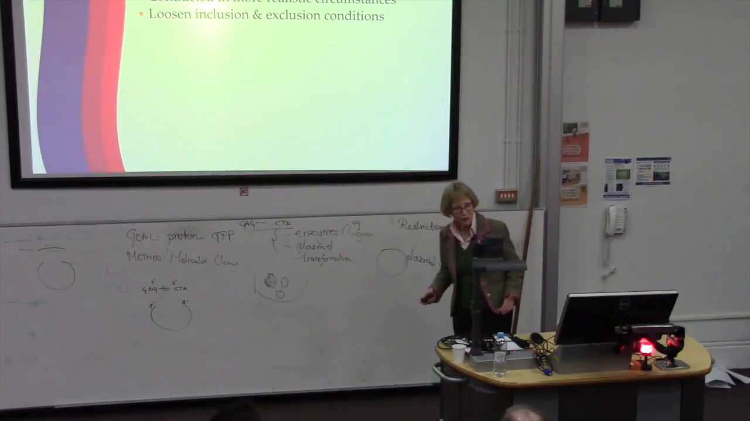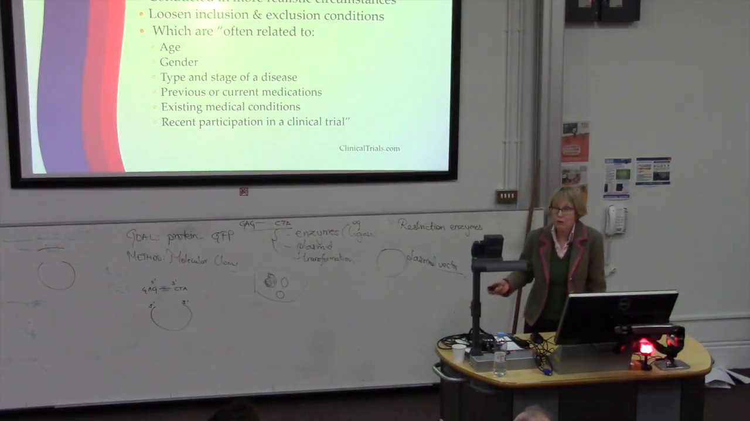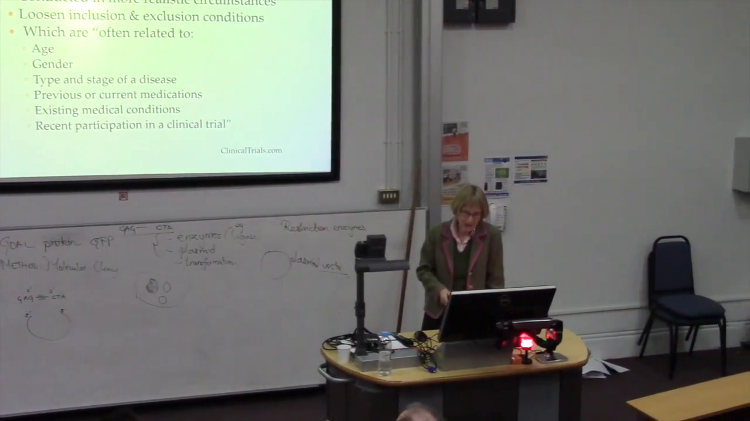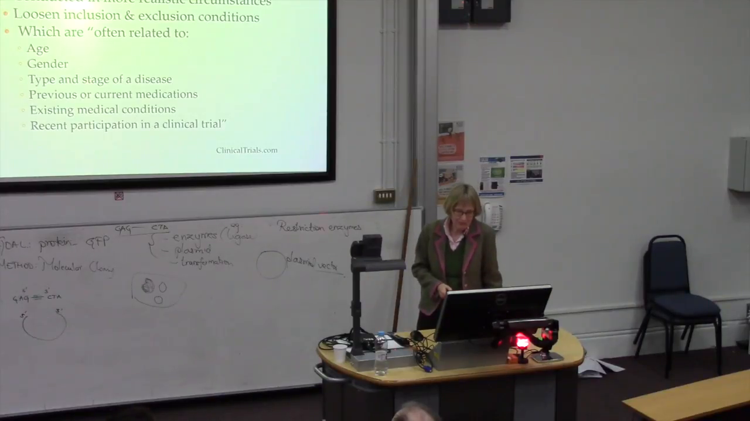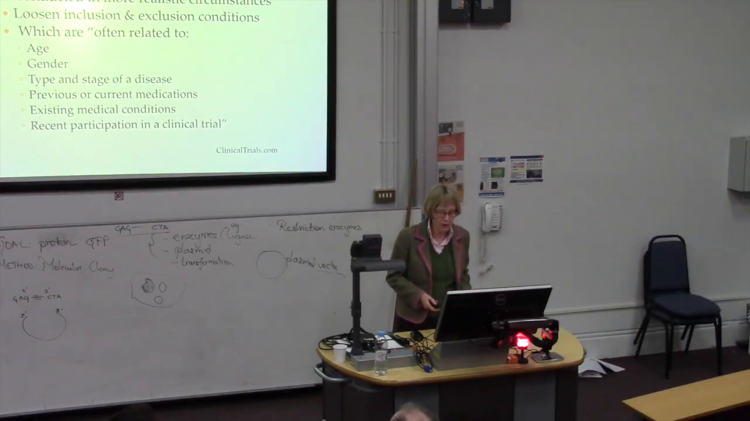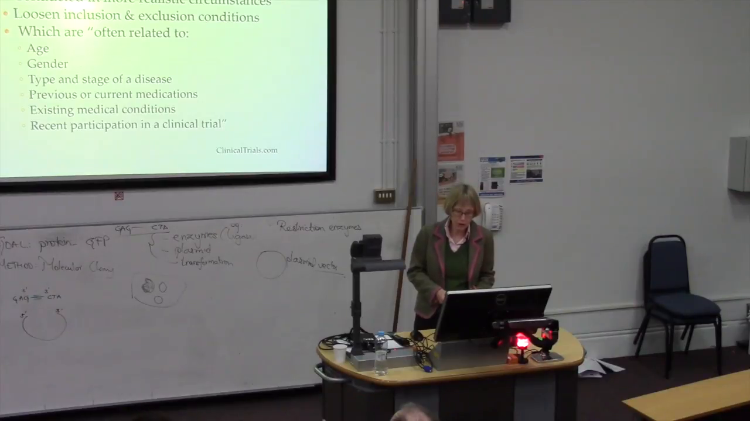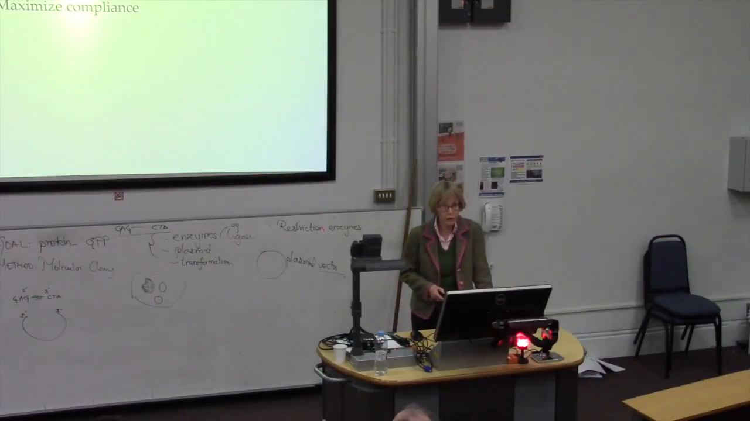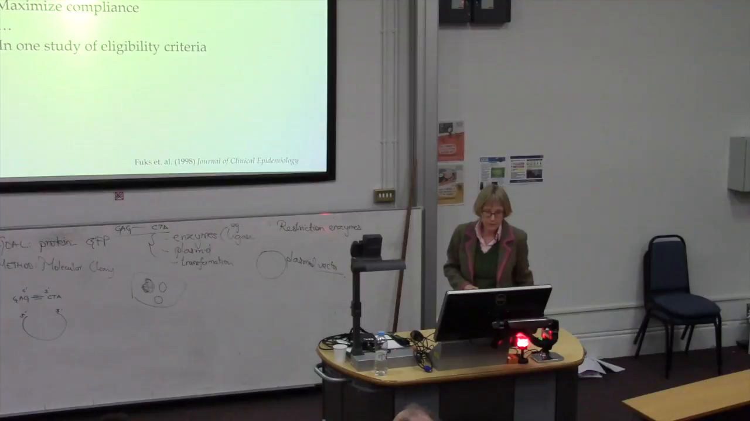And there are various reasons for having, we all know this, again, teaching grandmother to suck eggs, right? The standard exclusion conditions that we tend to use are related to age, gender, type and stage of disease, previous or current medications, existing medical conditions, and recent participation in a clinical trial. I got that from clinicaltrials.com, and more. Now, why inclusion and exclusion conditions? Again, you all know this, lots of ethical reasons. Another reason is to maximize compliance. Some people just aren't very good at going through with the treatment, and that messes up your statistics. Lots and lots of other reasons.